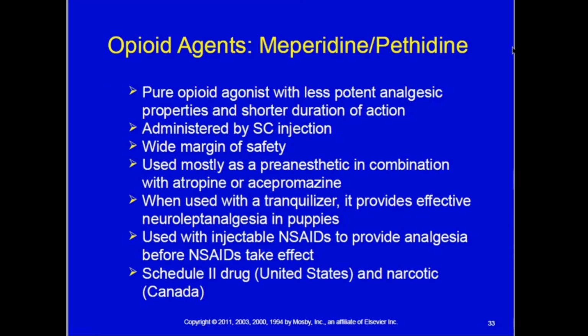Other examples are meperidine or pethidine. They are also pure opioid agonists with less potent analgesic effect. Duration of action is shorter. They can be administered subcutaneously. Margin of safety is wider. They are most commonly used as pre-anesthetic drugs in combination with atropine or acepromazine. When used with a tranquilizer, it provides effective neuroleptic analgesia in puppies.